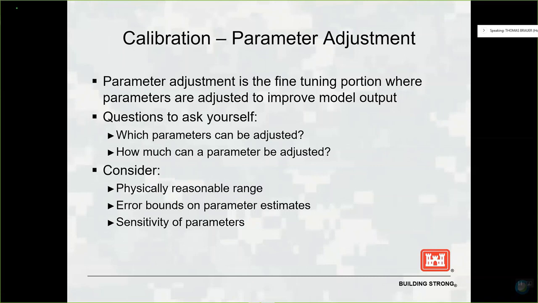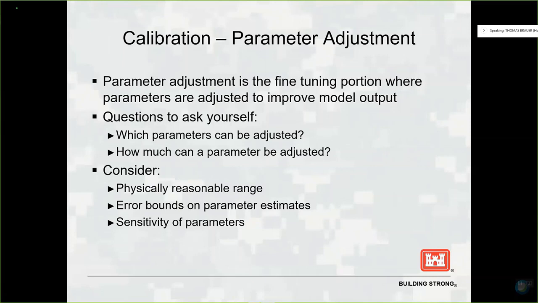And so parameter adjustment is just the fine-tuning portion where we adjust the parameters to improve model output. And it's a question to ask yourself, which parameters can be adjusted and how much should they be adjusted? These are very important questions. Obviously, parameters that are really physically tied can't be adjusted a whole lot. For lack of a better example, things like a reach length, people actually do change that from time to time, but it's very physically based. So there's not a whole lot of adjusting that can be done there.